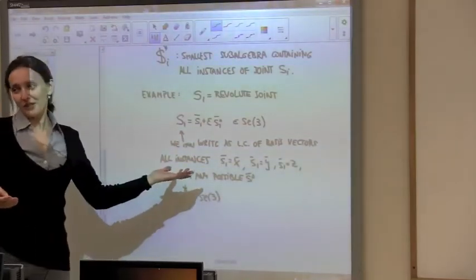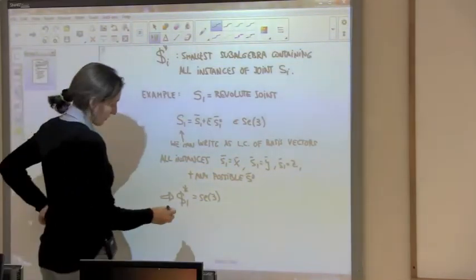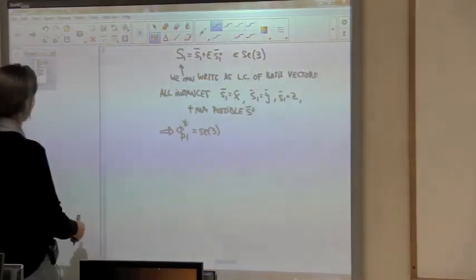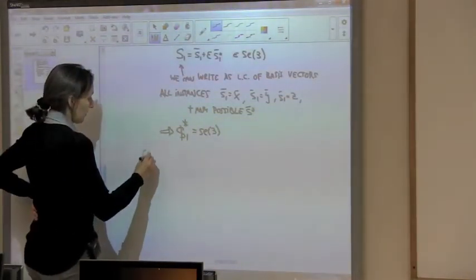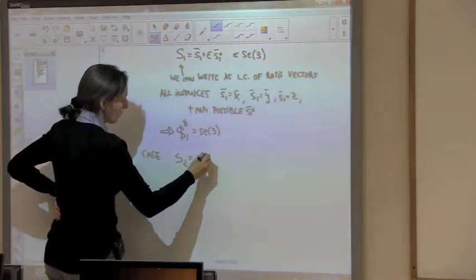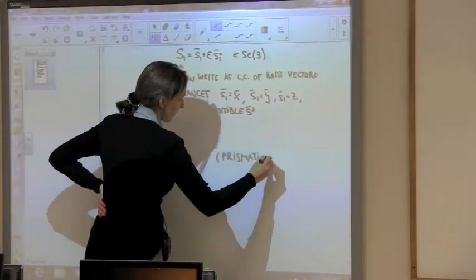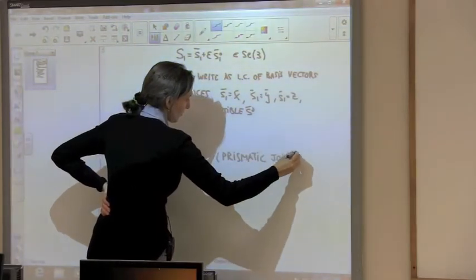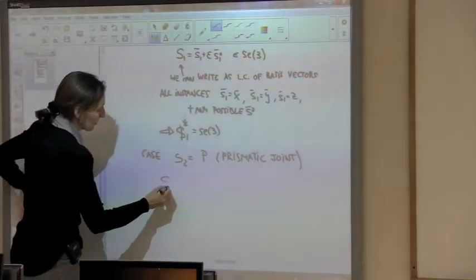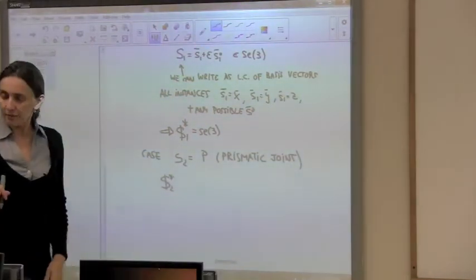So in this case it's not interesting, it's kind of a trivial case. How about we take a prismatic joint? Let's just say S2 equal to P, prismatic joint. Alright, so what is S2 asterisk? It is all possible prismatic joints.